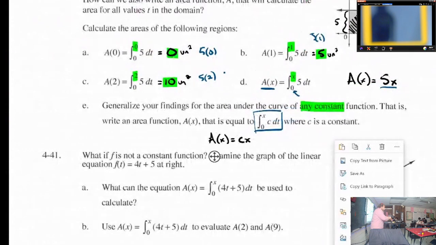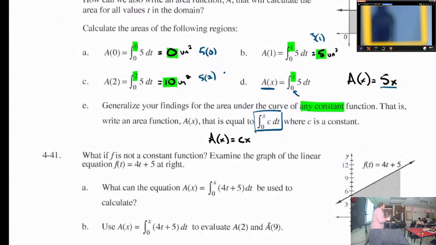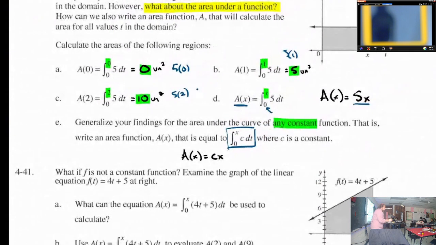Again, if you go back up to the drawing we have to work with in this problem, there's nothing special about the number 5. It could be any constant number, whatever that is. I mean, the area of that gray rectangle right there is literally c times x, because it's a width of x and a height of c.